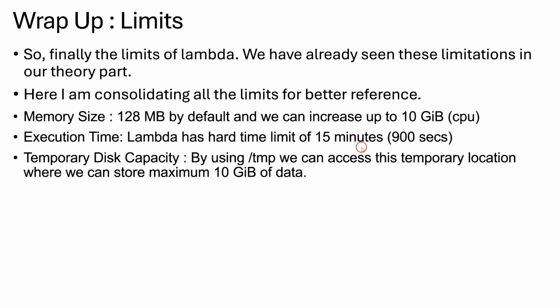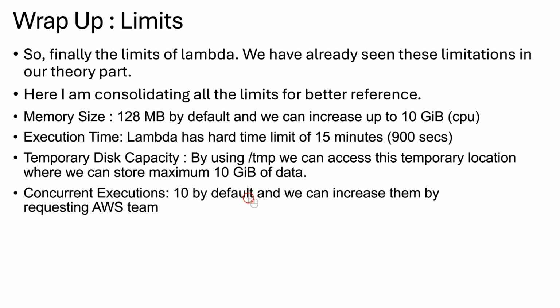The third point is the temporary disk capacity. Lambda provides a temporary disk, that is /tmp, which we can access, and where we can store a maximum of 10 GB of data. For concurrent executions, by default Lambda provides only 10 concurrent executions, but you can increase them by raising a support ticket to AWS.